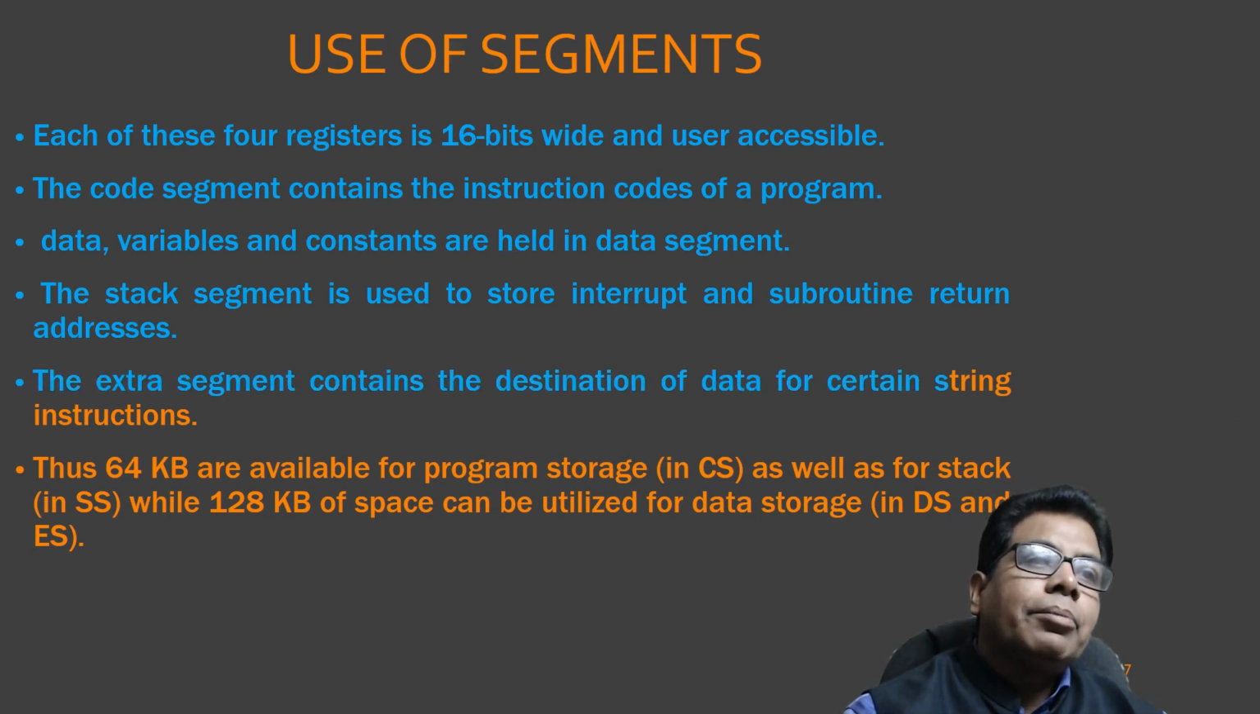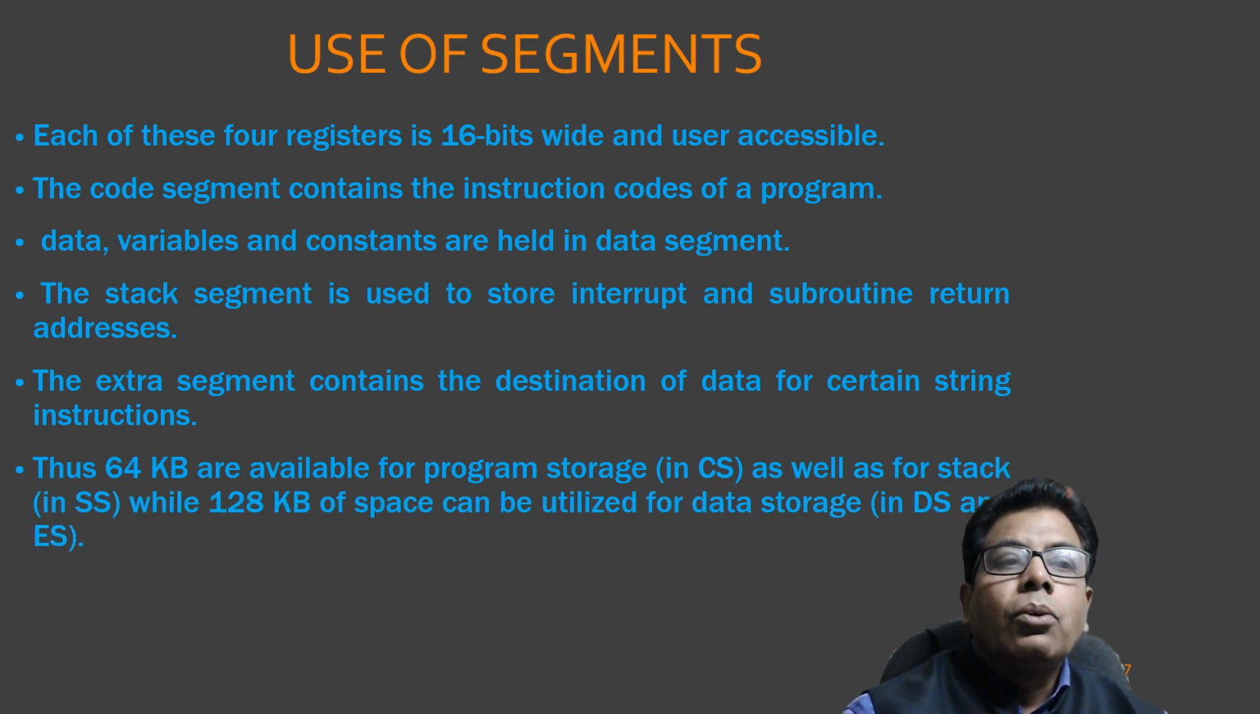Then the extra segment contains the destination of data for certain string instructions. The 64 KB are available for program storage in code segment as well as for stack in stack segment, while 128 KB of space can be utilized for data storage in data segment and extra segment. So these are the basic use of different segments in 8086.